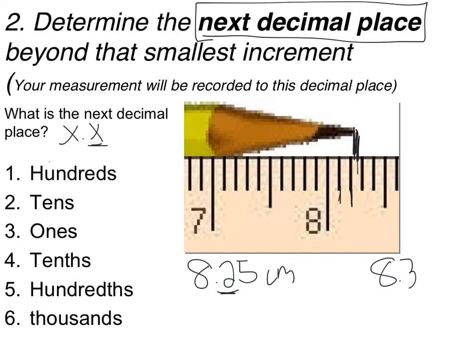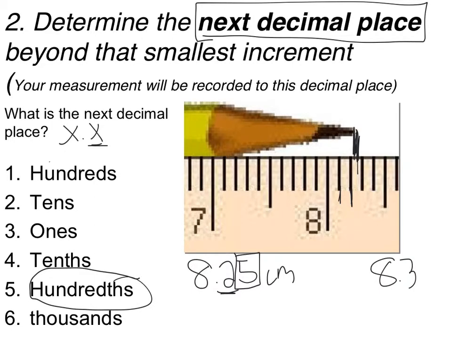So this is our increment, and you always, always, no matter what, go one place value further. So always find your smallest increment and go one place value further to the right. So my next decimal place would now be to the hundredths place.